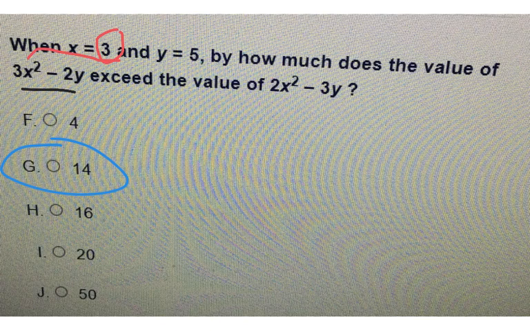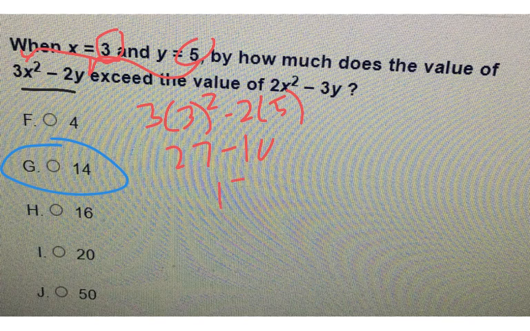We'll plug in 3 for x and plug in 5 for y. Do that in your calculator. 3 times 3 squared minus 2 times 5. That's going to be 27 minus 10, which is 17 for the first one.